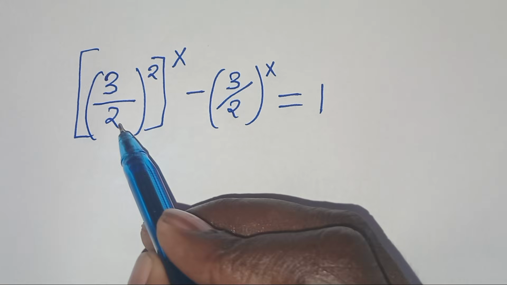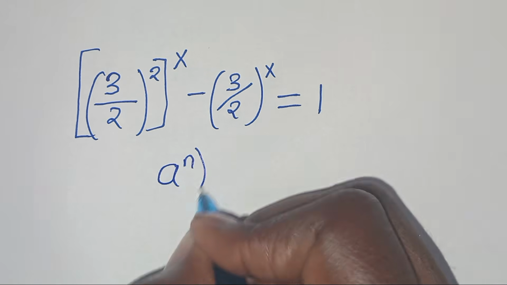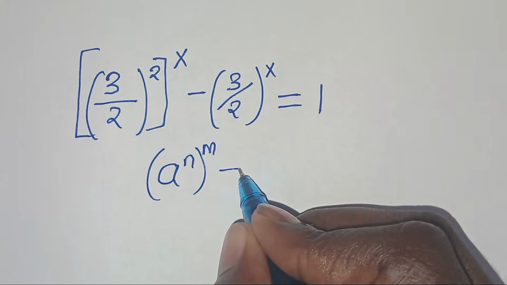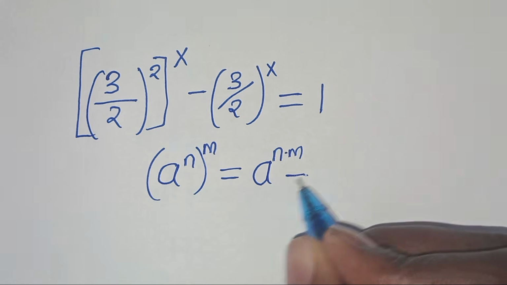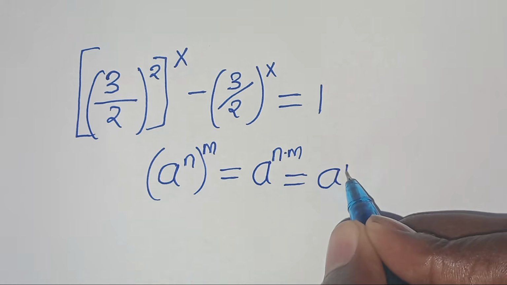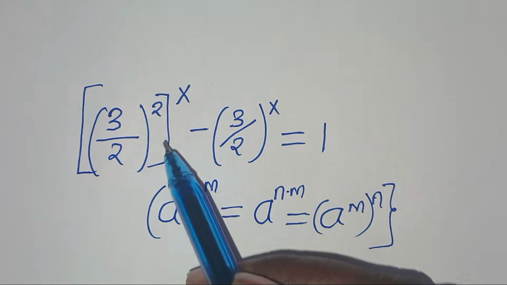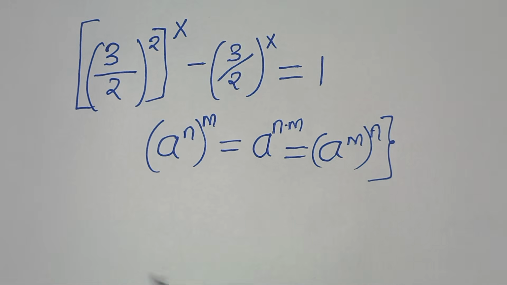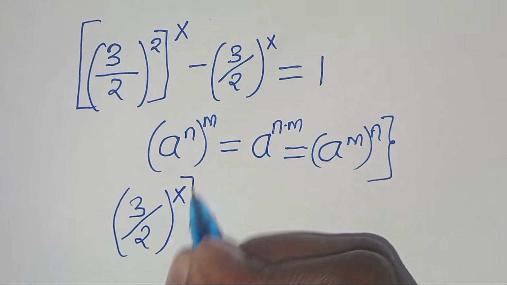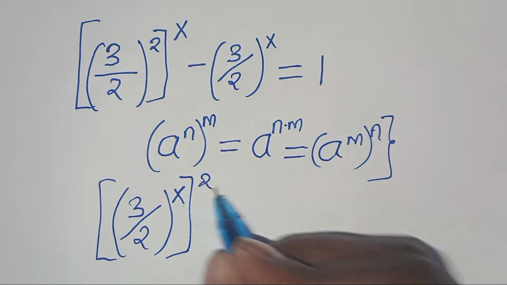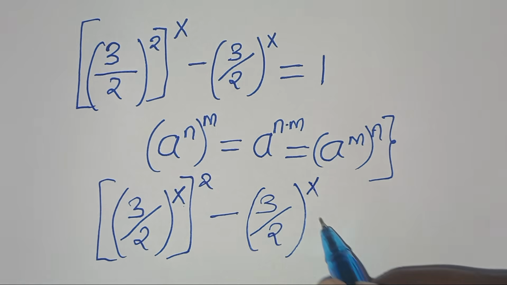Now we have that 3 over 2 raised to the power of 2 raised to the power of x. This is in the form of a to the power of n raised to the power of m, which can be expressed as a raised to the power of n multiplied by m. And also we can express this as a to the power of m raised to the power of n. So in our case here, we can just swap the powers so that we have 3 over 2 raised to the power of x, then raised to the power of 2, then subtract 3 over 2 raised to the power of x. This is equal to 1.